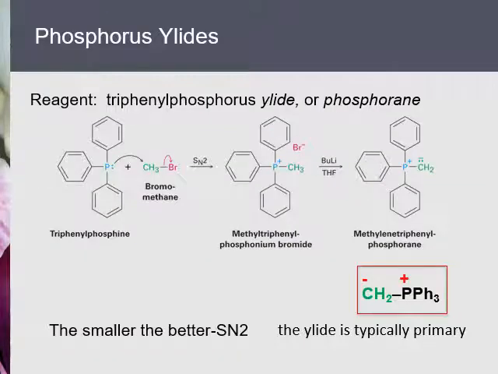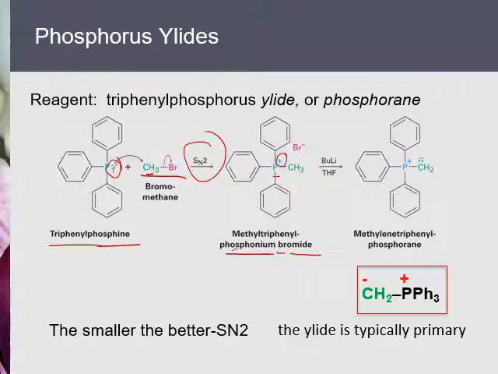Here shows how triphenylphosphorus ylide is synthesized. We start with triphenylphosphine, which has a lone pair of electrons, and it's a nucleophile. It will react with a primary alkyl halide and undergo an SN2 reaction. The lone pair attacks the methyl group here, the leaving group leaves, and that gives you a phosphonium bromide. Note the phosphorus has a positive charge.